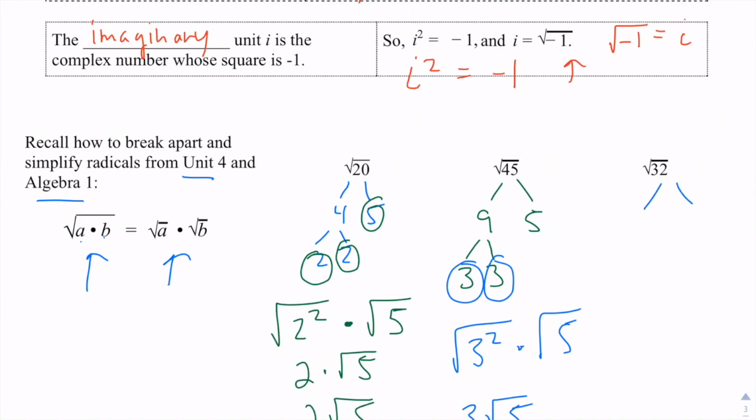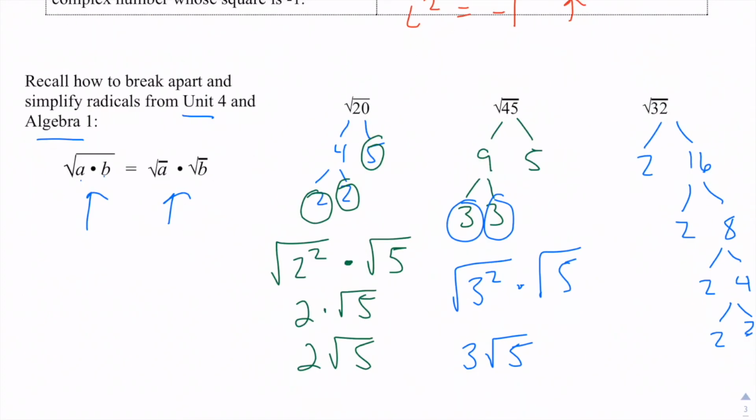On 32, I'm going to break into 2 and 16. Then I'm going to break 16 into 2 and 8, then break 8 into 2 and 4, and then break 4 into 2 and 2. Now I'm going to circle my pairs. I have 1, 2, 3, 4. I have 4 2's, but I have one odd 2 that's going to stay inside.